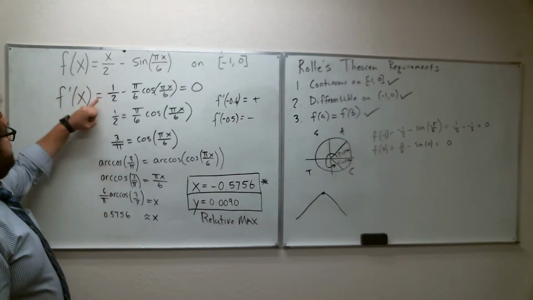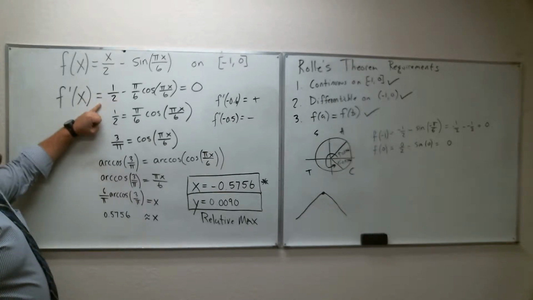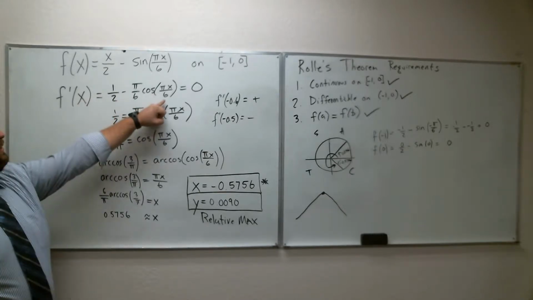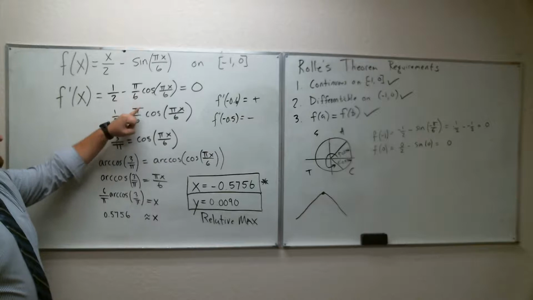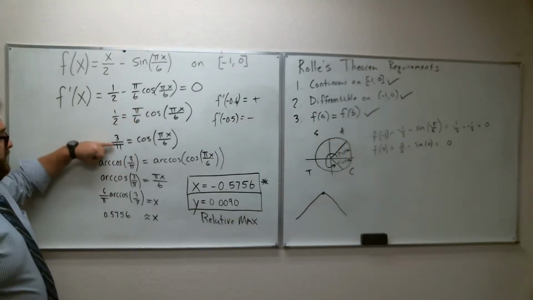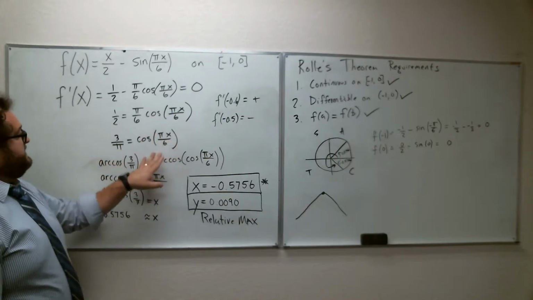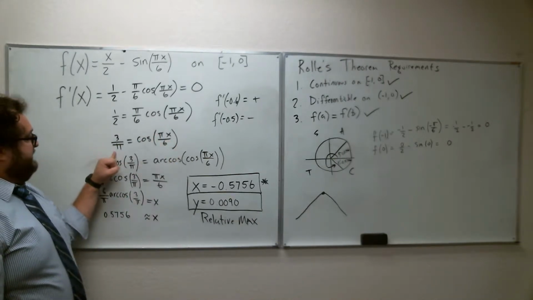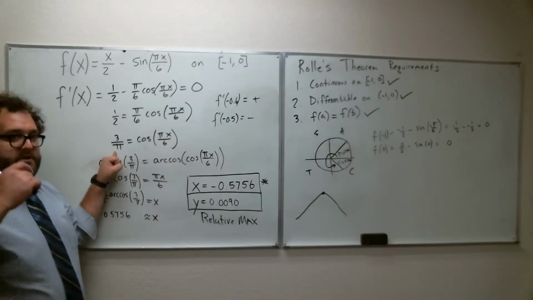We take the derivative, which is here. We set the derivative equal to 0 and solve. Now, this one is weird because we end up with this equation right here, which is cosine of something equals this, which is not something on our unit circle.